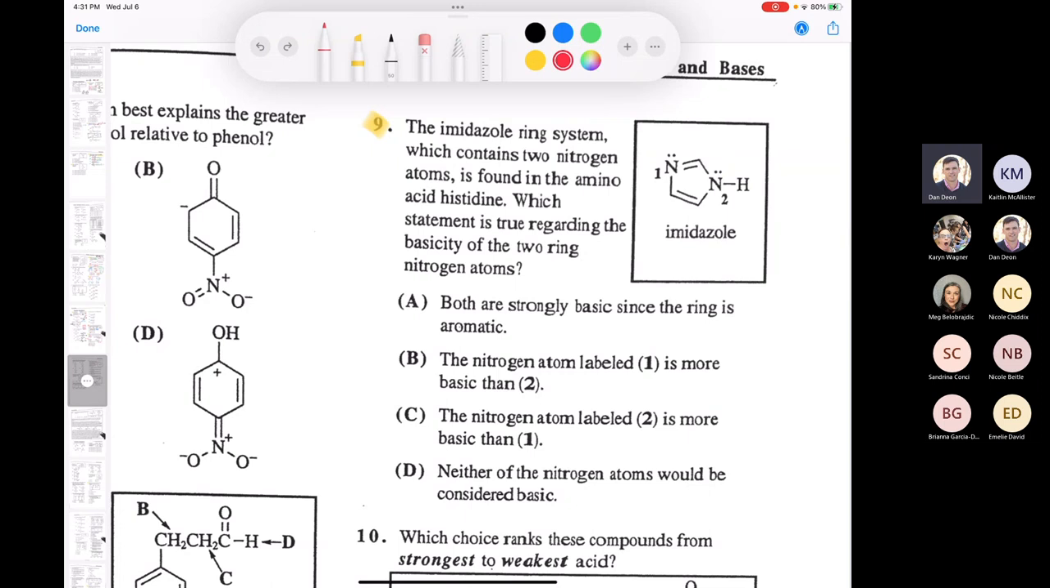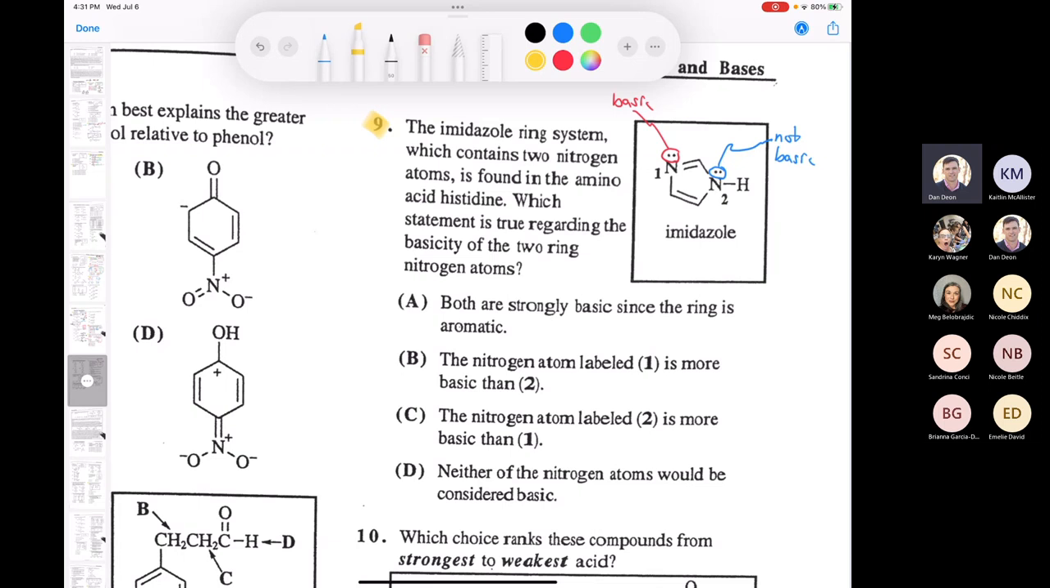So on number one, we've got a lone pair here, and on number two, we've got a lone pair here. A says both are strongly basic since the ring is aromatic. B, the nitrogen on one is more basic than two. C, the lone pair on two is more basic than one. And D, neither of them are considered basic. So my question to you, and this is something that we looked at: could anybody identify which one of these lone pairs is basic? There's only one of them that's basic. Yes, absolutely, it's one. It's the pair that I have circled in red. These ones are basic, and these ones are not basic. So the answer is the nitrogen atom labeled one is more basic than two.